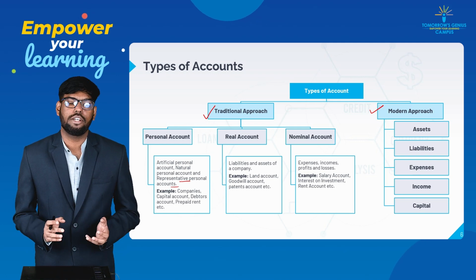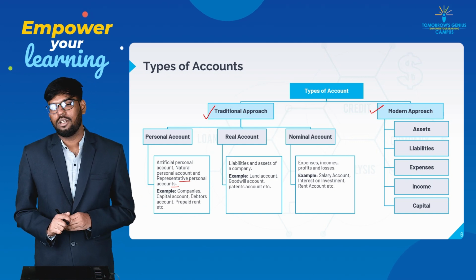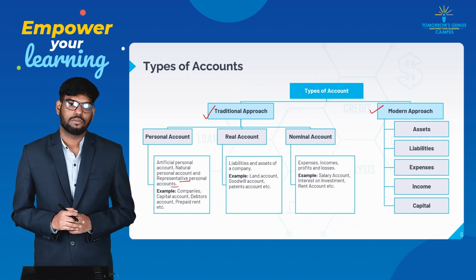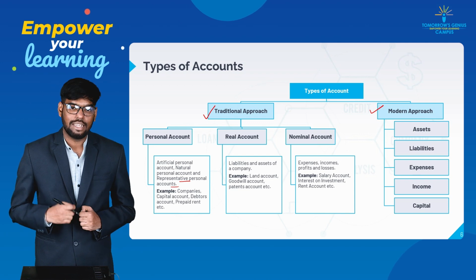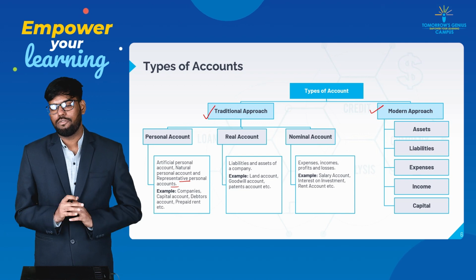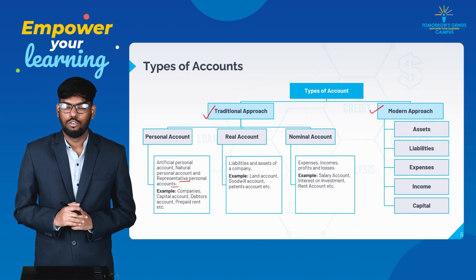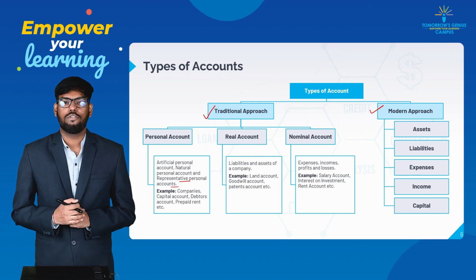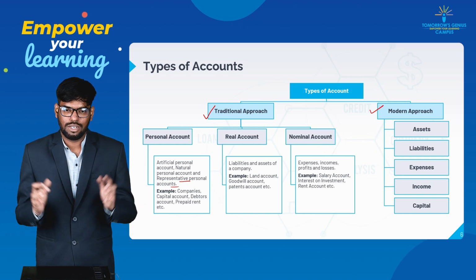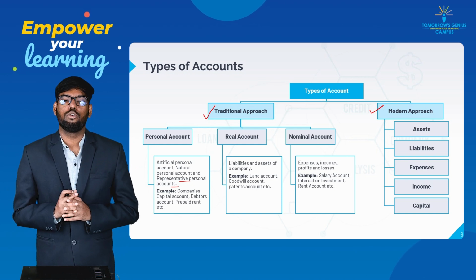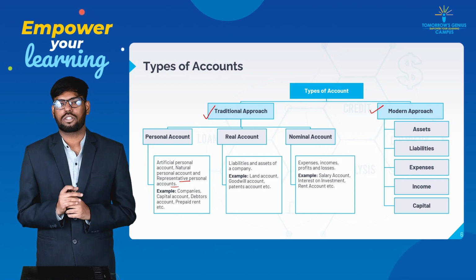So what is basically a representative personal account? For example, debtors. What are debtors basically? For example, there are n number of customers in the business. We are dealing with n number of customers on a regular basis. And for example, there are 100 customers to whom I have made a transaction of selling goods and services on a credit basis. So all those 100 customers are collectively known as debtors, and the debtor is nothing but a representative personal account.